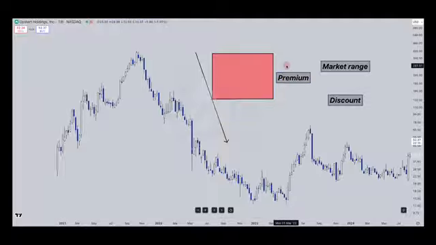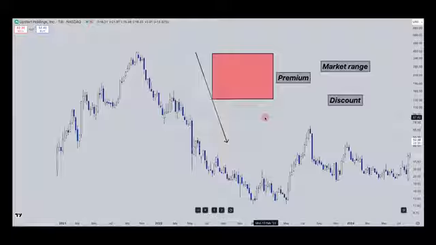Now, what does this imply? Institutions sell premiums. Put this in your notes, guys. Institutions sell premiums, if you want to trade in line with institutions. So when price is in premium, institutions sell. They don't buy in premiums. As a matter of fact, the banks on Wall Street are not allowed to hit the buy button when price is in the premium of a range.